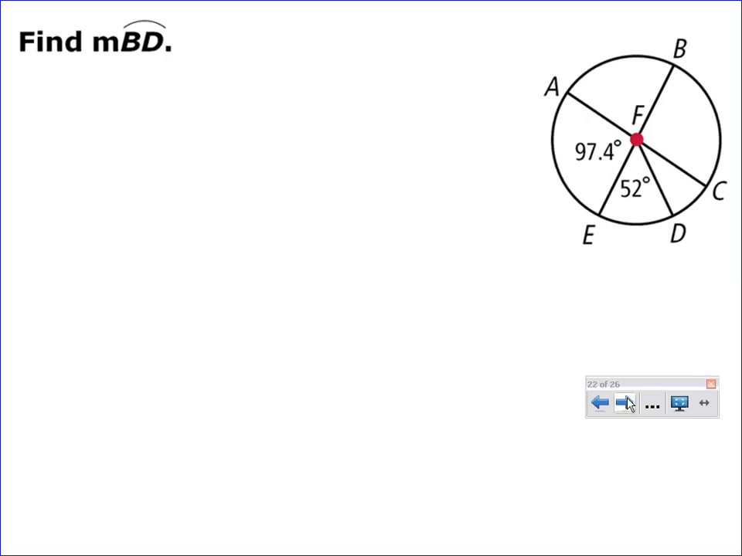Okay, a few more application problems. Remember, congruent central angles means congruent arcs. So as I look at this problem and seeing how to do it, I notice that this is 97.4. Okay. If I look at it, these go through the center here, so this one will have to be 97.4. This one here, I don't know. But I do know that 97.4 plus that unknown plus 52 is going to give me 180. So I'm going to add those up.